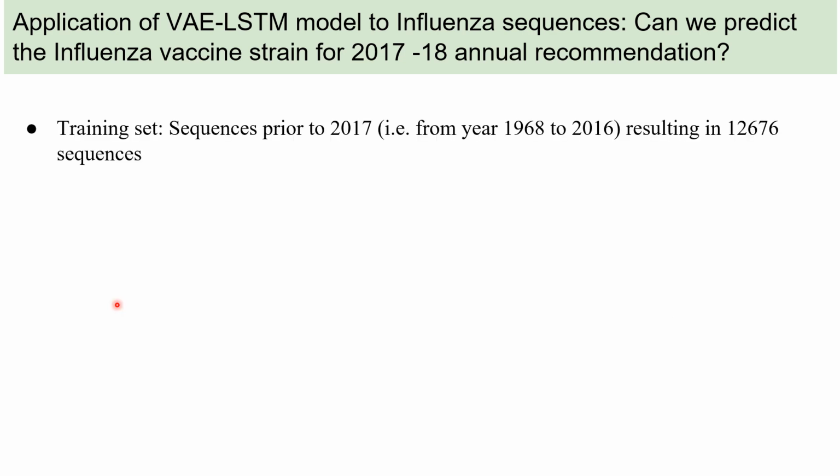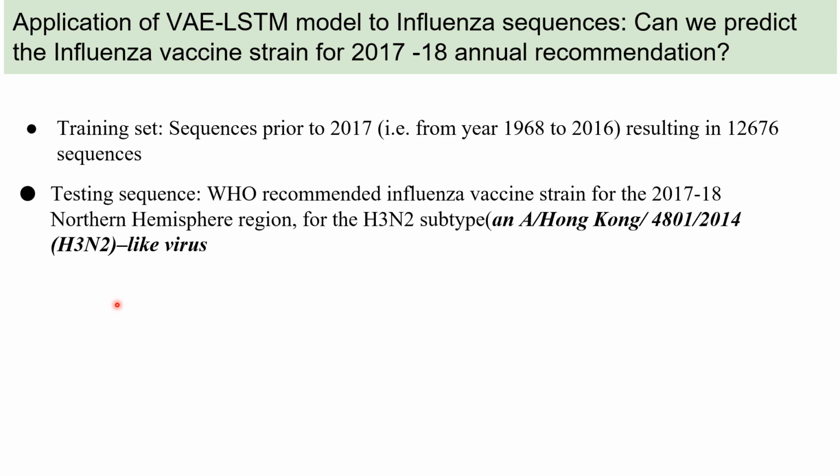The training set comprises sequences dated prior to 2017, and the testing sequence was the WHO recommended influenza vaccine strain for the year 2017-18 for the northern hemisphere region for the H3N2 subtype.